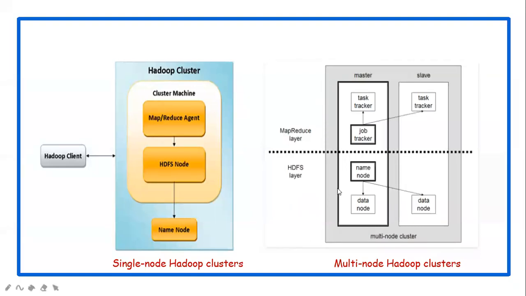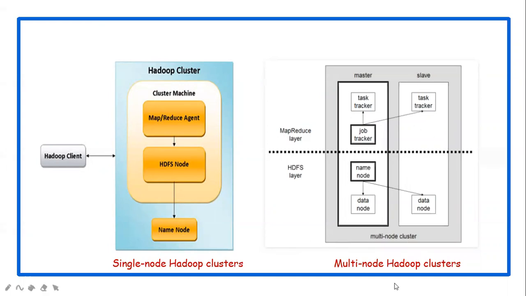Let us understand the single node Hadoop cluster. A single node Hadoop cluster means only a single machine. This entire cluster is based on a single machine, called the cluster machine. It has a map and reduce agent, some HDFS nodes, and one name node. This is one name node, some set of HDFS nodes, and one particular agent. This is a single machine. That's why it is called a single node Hadoop cluster.